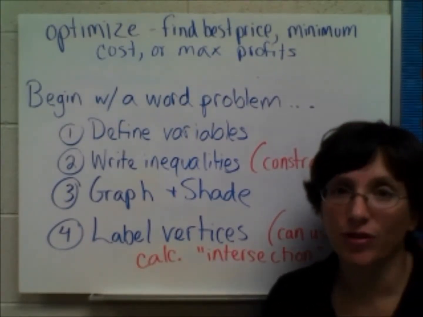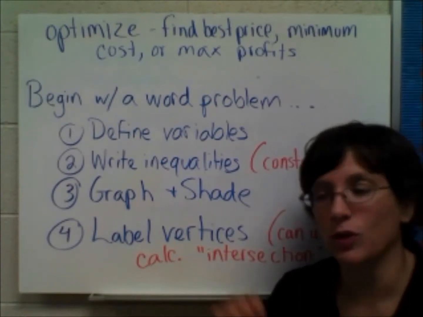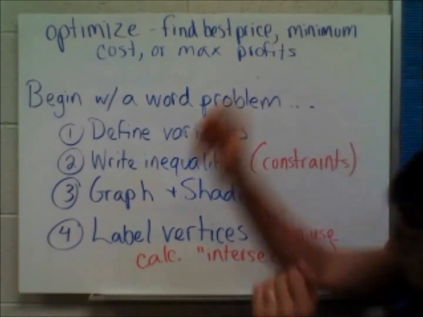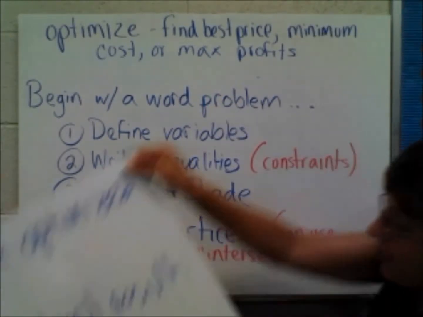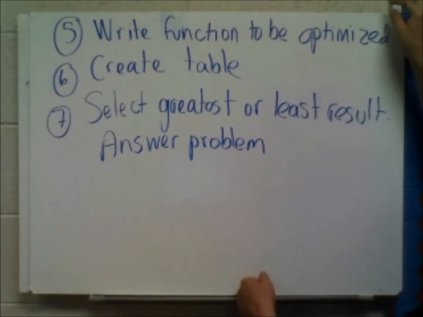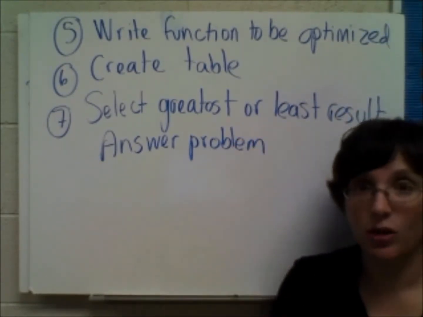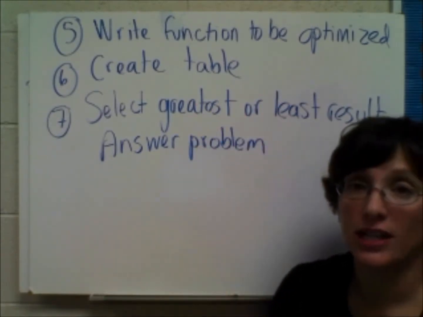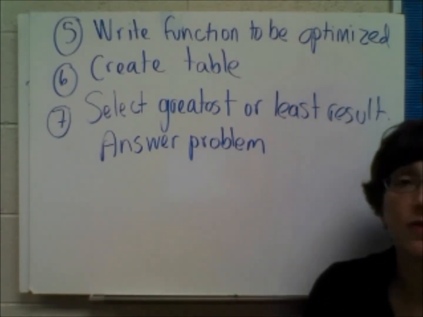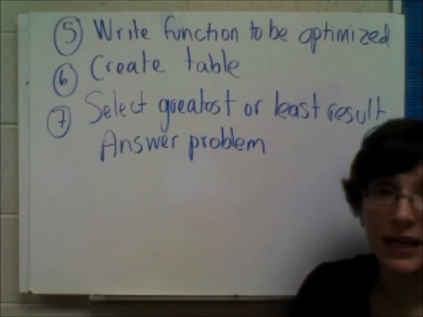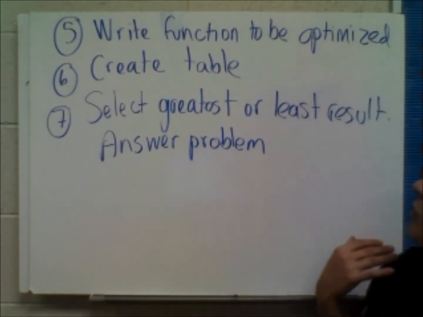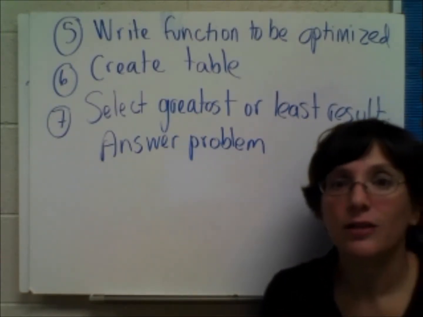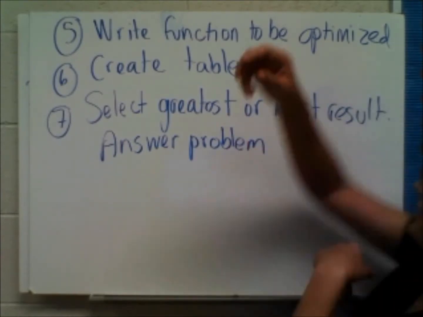Then we have to label the vertices. And you can do that by hand, you can do it by logic, or you can use your calculator and figure out where these lines intersect. Once you've done your whole graph, you need to go back to the word problem and write out the function that's going to be optimized. Once you've done that, you create a table, you plug in your vertices, you select the greatest or the least result, whichever it was you're trying to find, and then you answer the question. So let's do one together so you can see what this looks like.